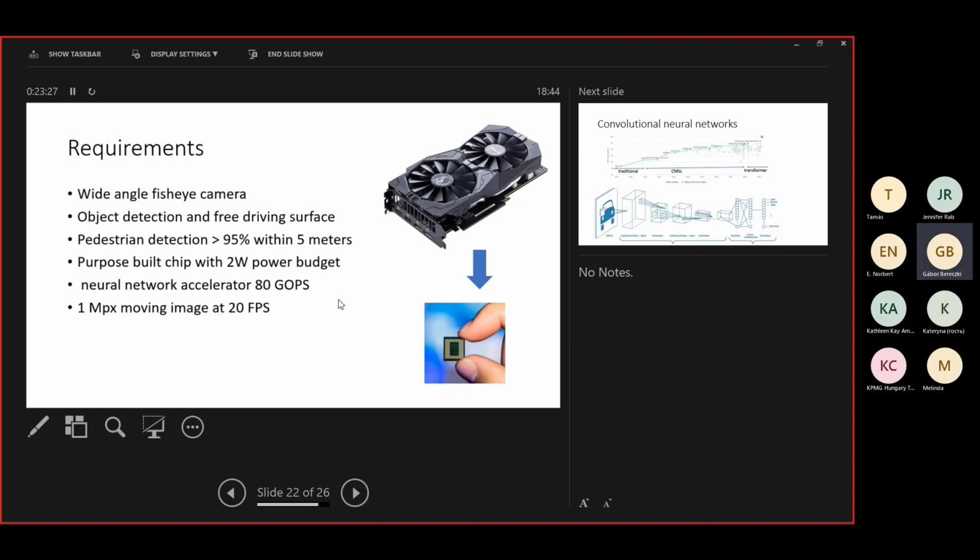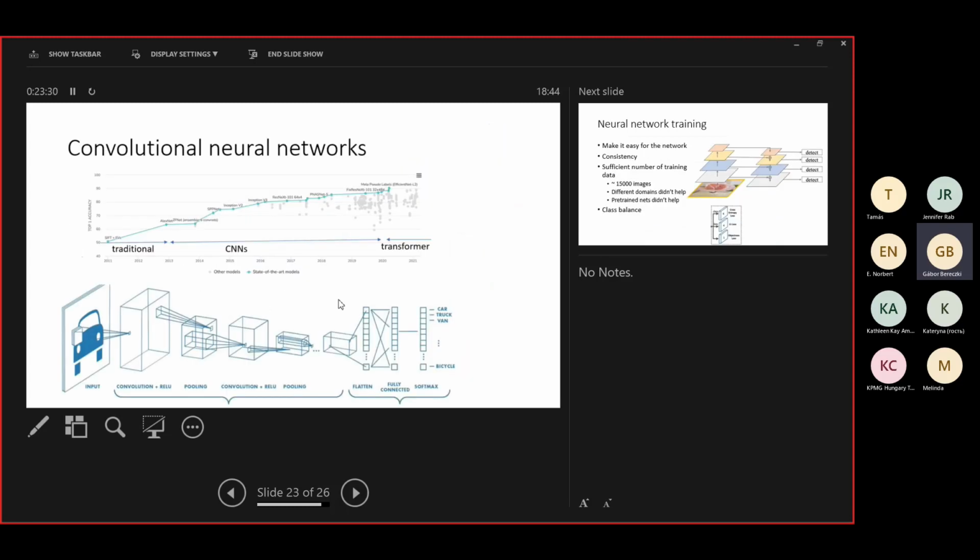So for this purpose, of course, we used convolutional neural networks. A few words about convolutional neural networks. As I said, they exploded onto the scene around 2012, about 10 years ago. There is a relatively well-known challenge, ImageNet, where you have to classify images into 1,000 different categories. Anyone can basically participate in this challenge with their algorithms.